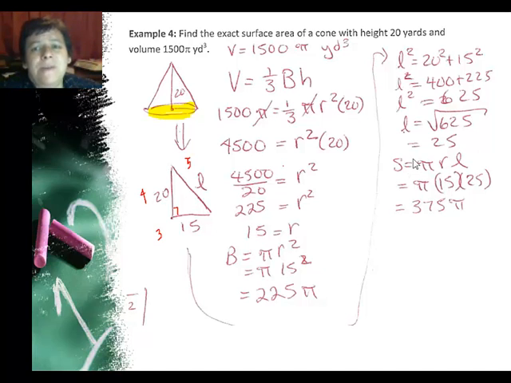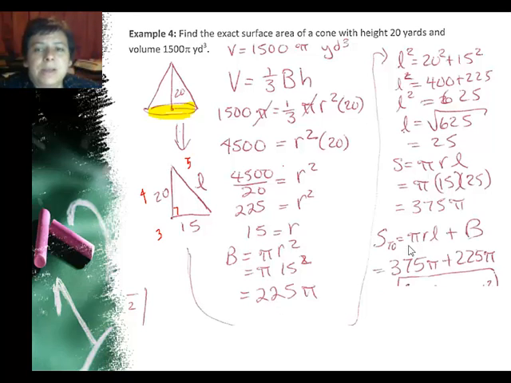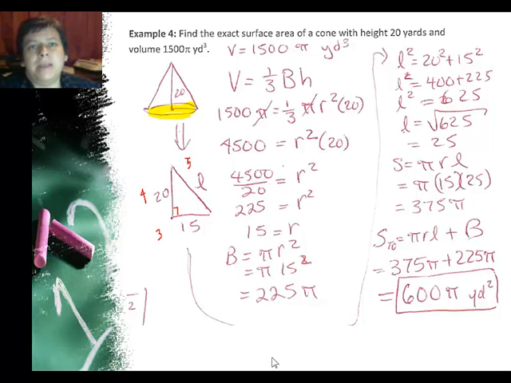Now I'm going to go ahead and find the lateral surface area, which is pi times radius times the slant height. Pi times 15 times 25, I get 375 pi. The total surface area is this lateral plus this base area. So pi r l plus B, there's the base, I put it in there, and there's lateral, I put it in here. Adding those two, I get 600 pi yards squared. And this is the exact answer. If I actually use 3.14, then I am approximating the answer.